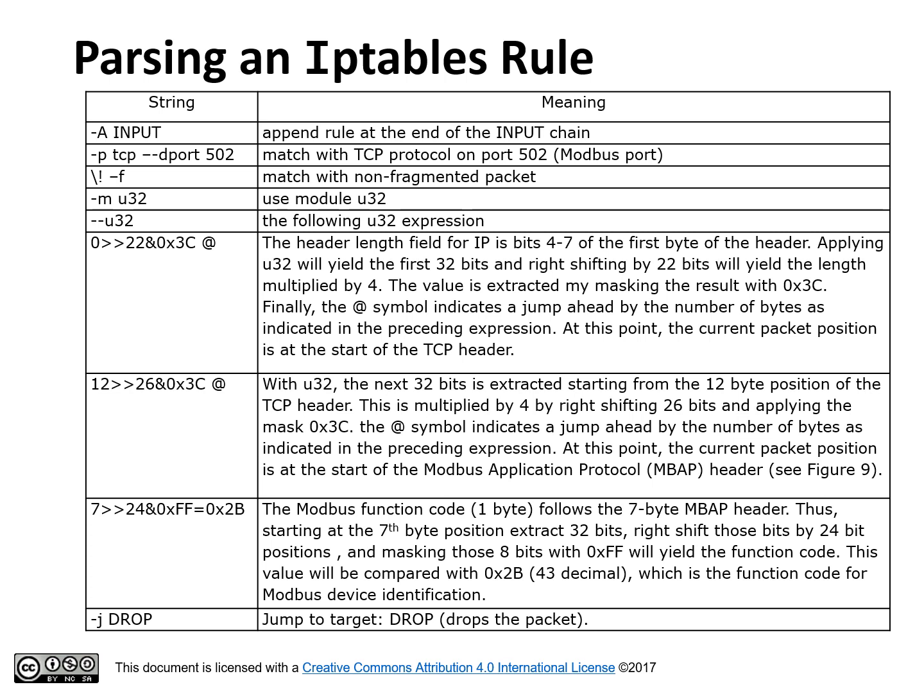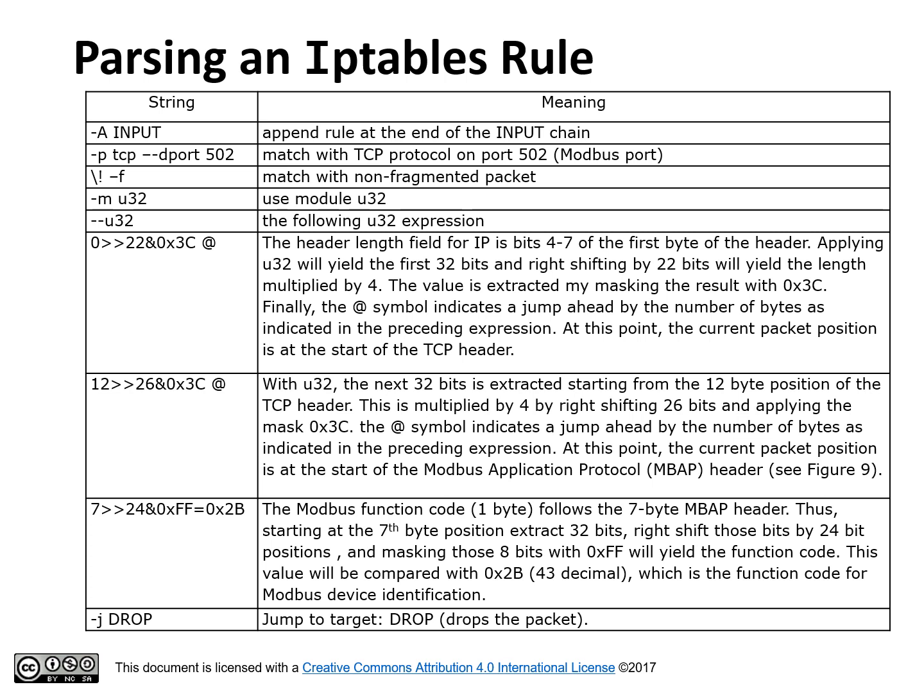The header length field for IP is bits 4 through 7 of the first byte of the header. Applying U32 will yield the first 32 bits, and right shifting by 22 bits will yield the length multiplied by 4. The value is extracted by masking the result with 0x3C. Finally, the @ symbol indicates a jump ahead by the number of bytes as indicated in the preceding expression. At this point, the current packet position is at the start of the TCP header.